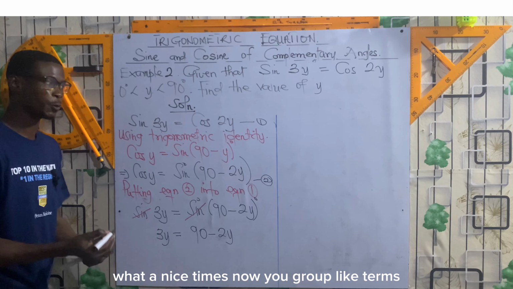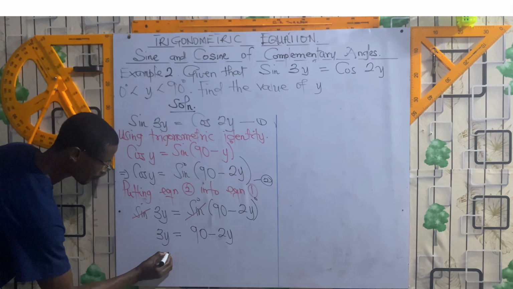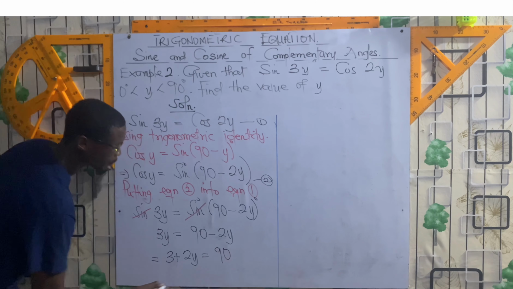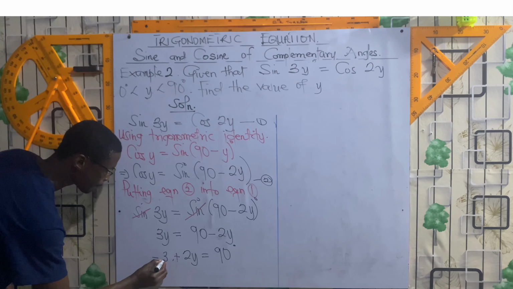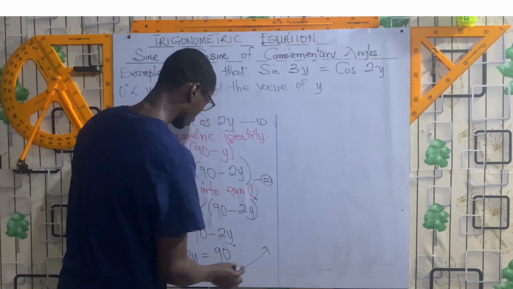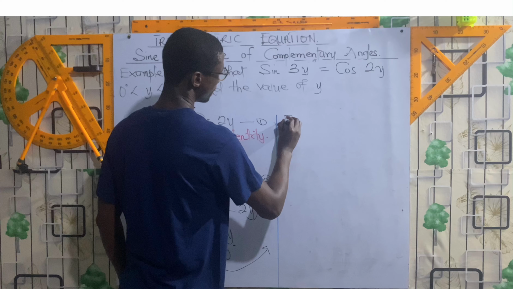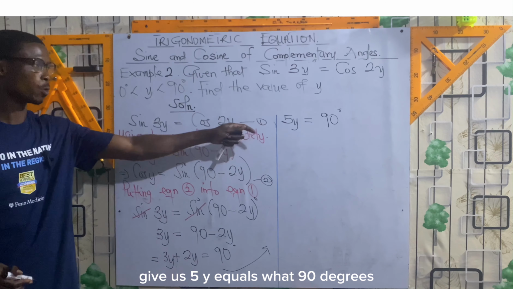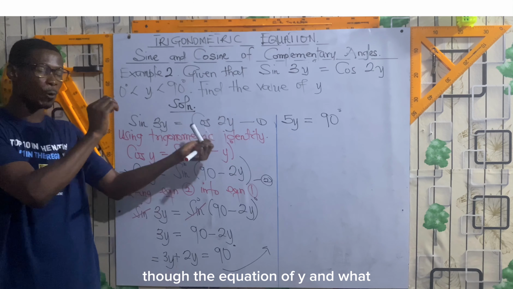What is the next step now? You group like terms, right? We are going to group like terms. Very good. So 3y plus 2y equals what? 90. So when you group like terms here, 3y plus 2y will give us 5y equals what? 90 degrees. So now we are going to divide both sides by 5, or the coefficient of y.